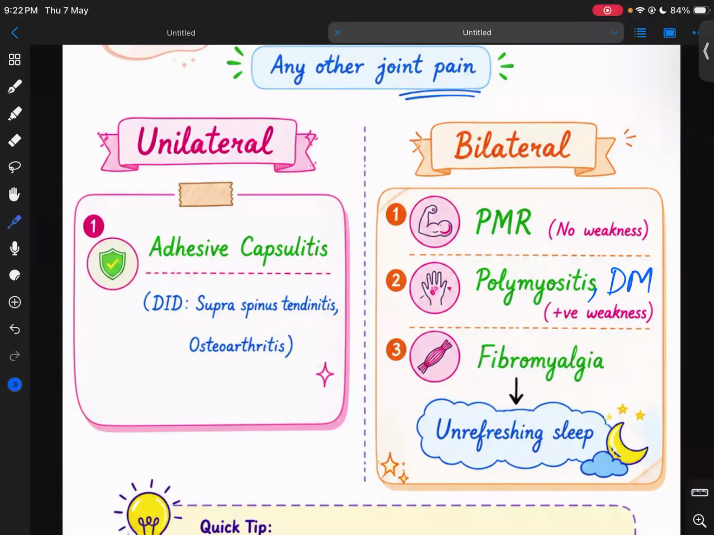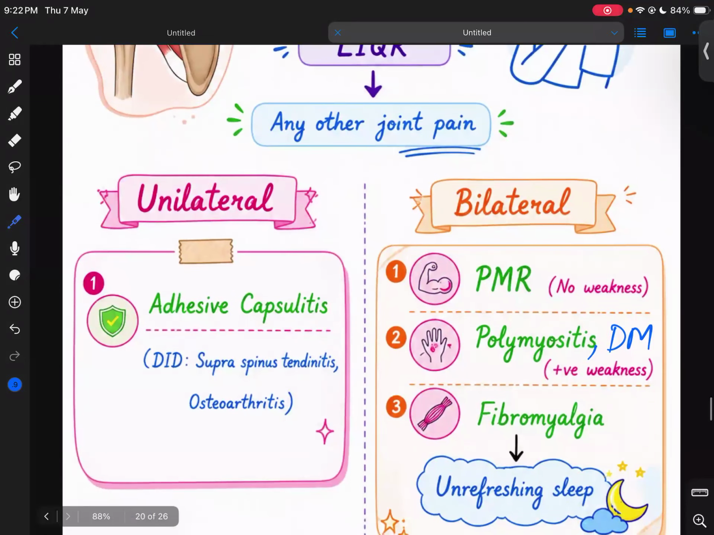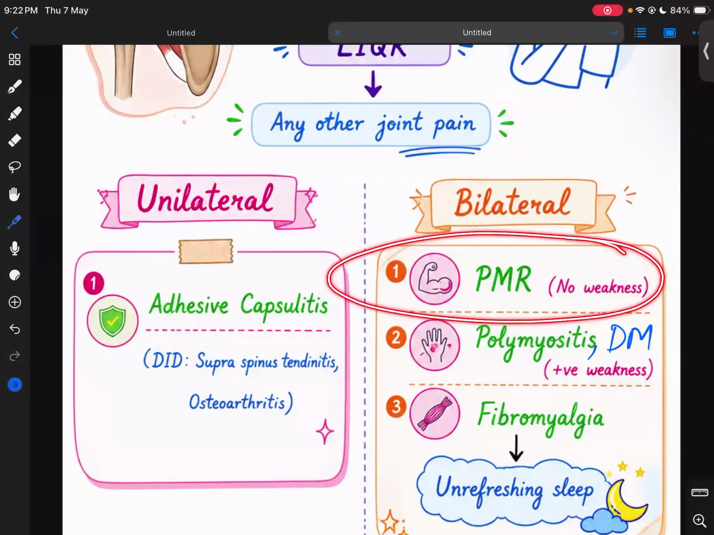Yes, doctor. Patient can have associated IBS along with fibromyalgia. Okay, screening question for polymyalgia rheumatica. We have to ask about morning stiffness. We have to ask, do you have any morning stiffness? Because in polymyalgia rheumatica, patient will have morning stiffness.